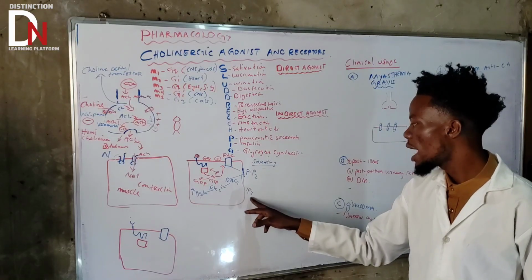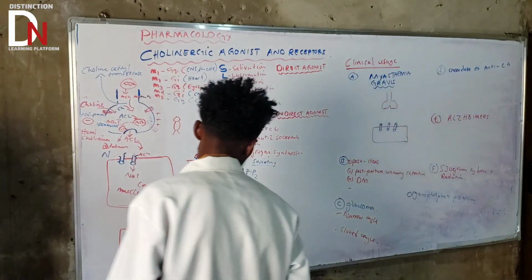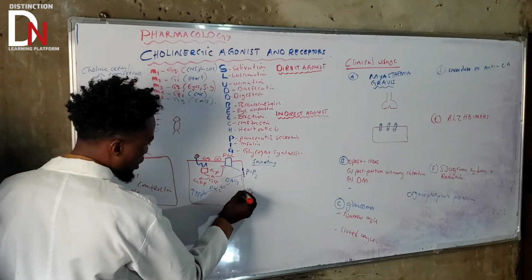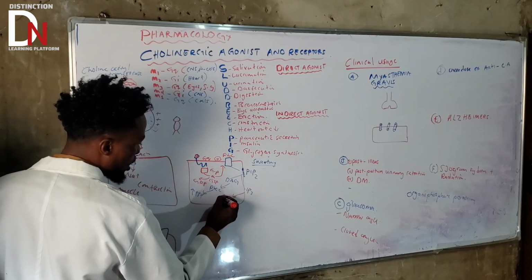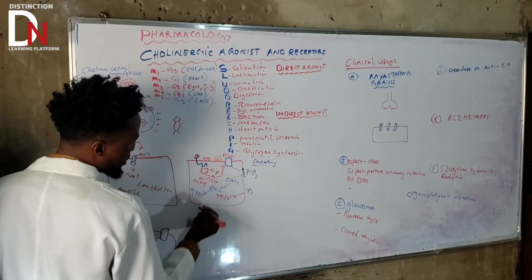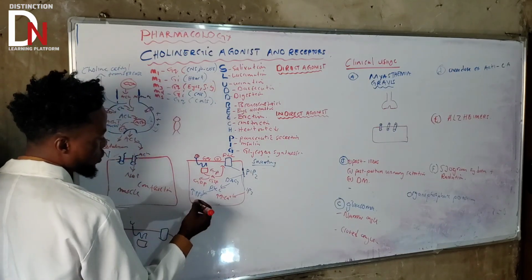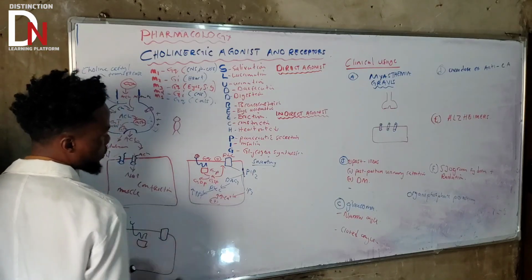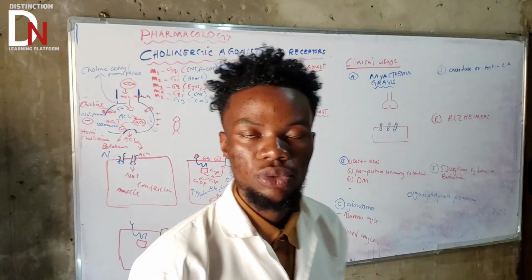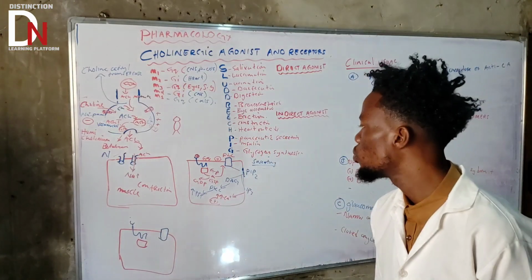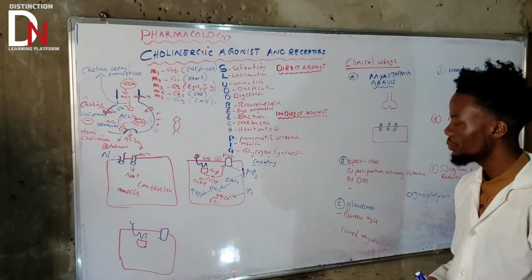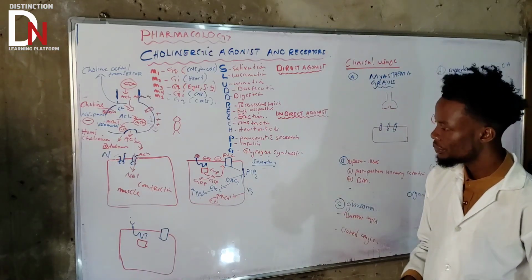What about IP3? IP3 will go to the sarcoplasmic reticulum and increase intracellular calcium ions. Intracellular calcium ions are going to also activate the cell. So that is the main important action that you need to know about the GQ type of pathway. So this is it.